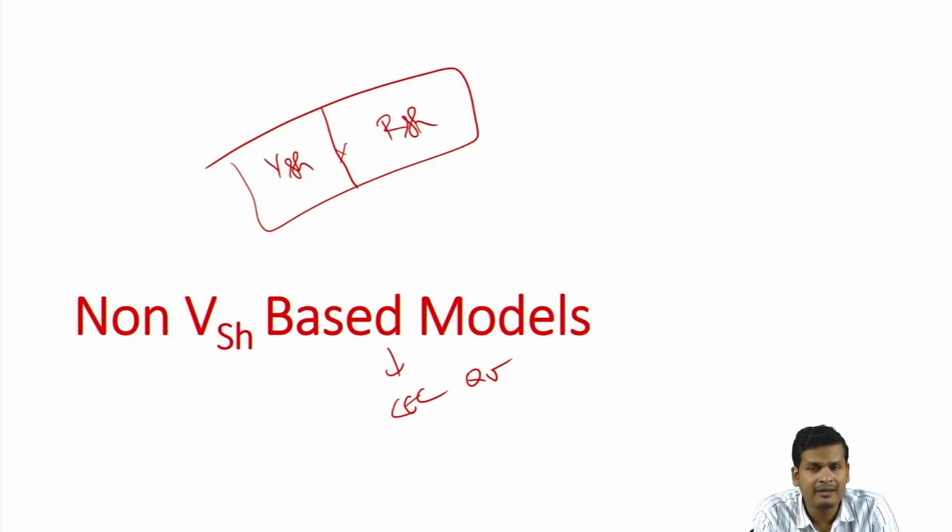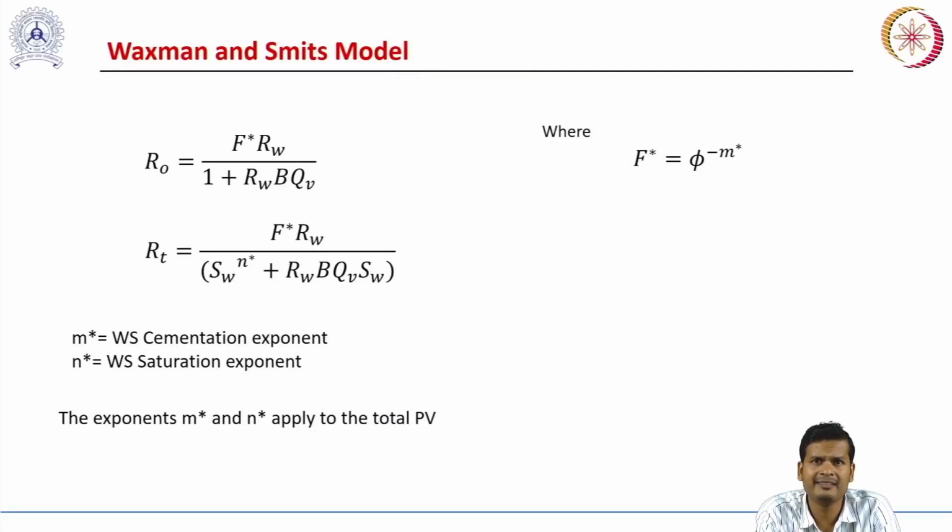There, the parallel conductance of the clay and the pore fluid inside the sand grain model can be used to prepare a non-VSH based model. For example, in Waxman and Smith's model, we can define RO equals H F star into RW divided by 1 plus RW B into QV, and RT equals H F star into RW divided by SW raised to the power N star, plus RW into B into QV into SW, where F star is defined as phi raised to the power minus M star. Here N star and M star are called the Waxman-Smith cementation exponent and saturation exponent respectively.